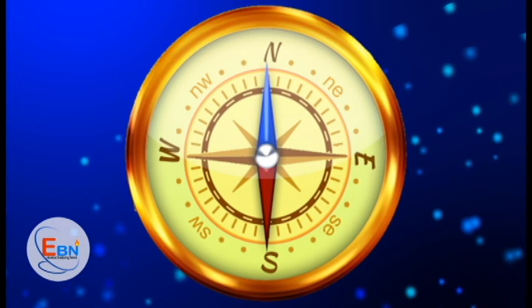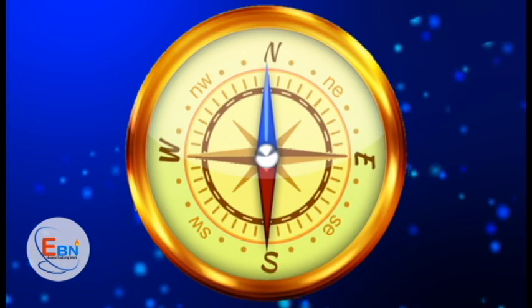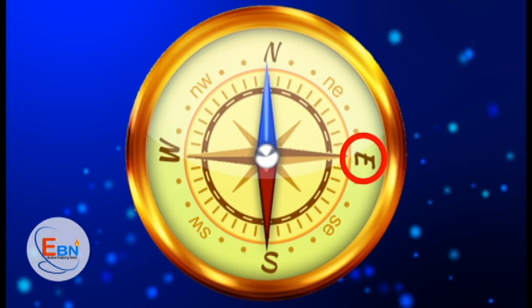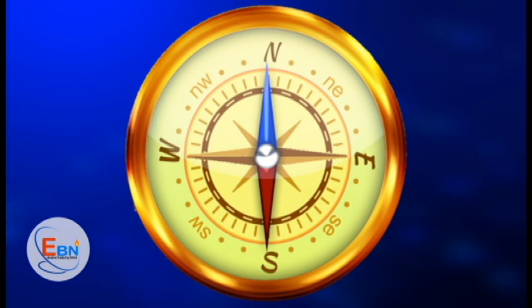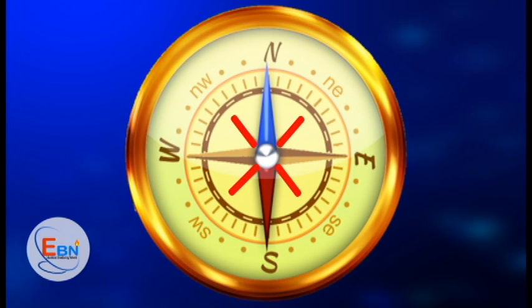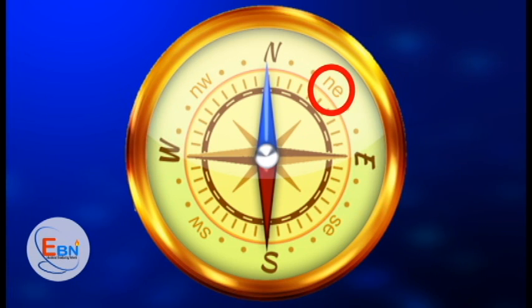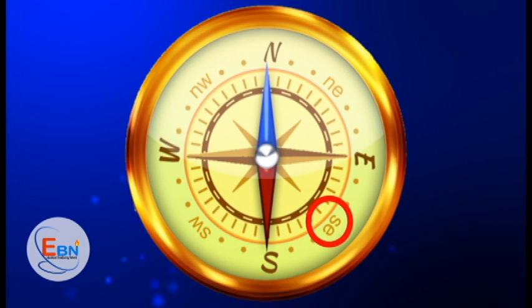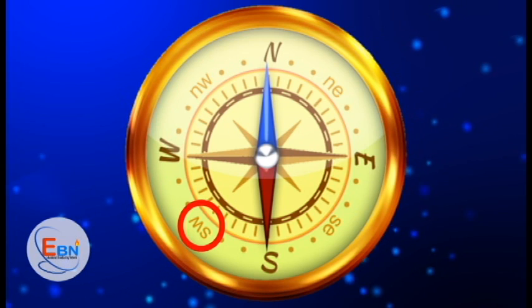Could you explain for us compass directions, Ms. Reed? A compass has 4 cardinal points. They are north, south, east, and west. It also has 4 intercardinal points. These are points between the 4 cardinal points. They are called northeast, southeast, northwest, and southwest. These points are also used to tell the direction of one place from another.